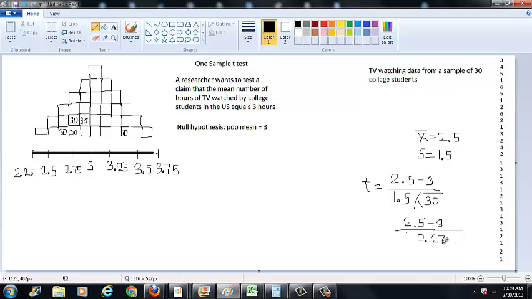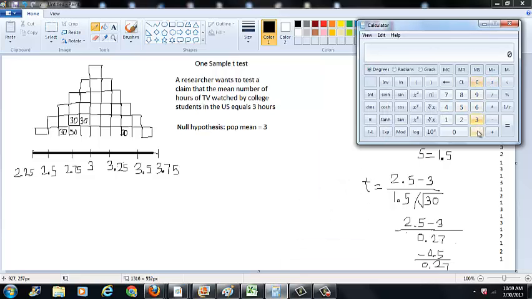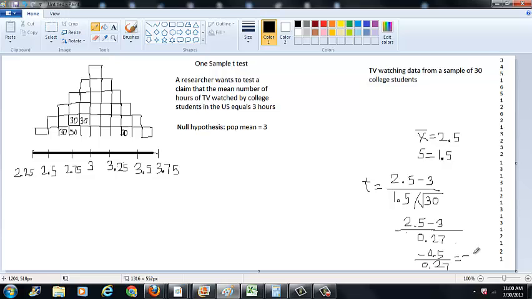Now we need to subtract on the top of the fraction. When we subtract on the top, we get 2.5 minus 3 equals negative 0.5. So we end up with negative 0.5 over 0.27. And then when we divide, we get 1.85, or negative 1.85. So that's our t-score for this sample.